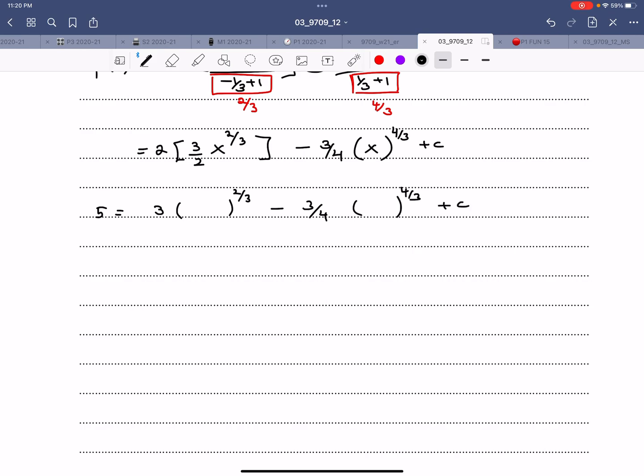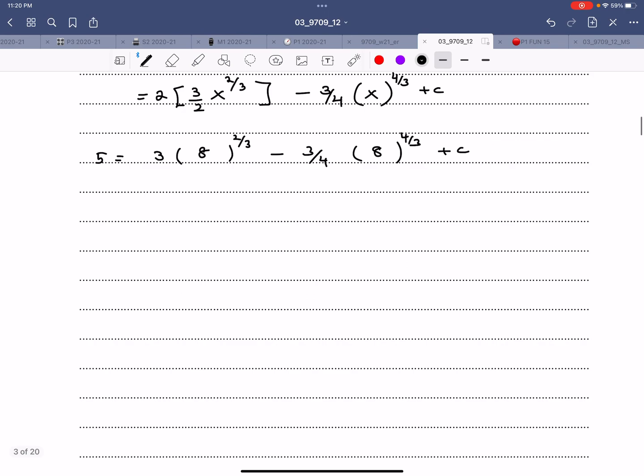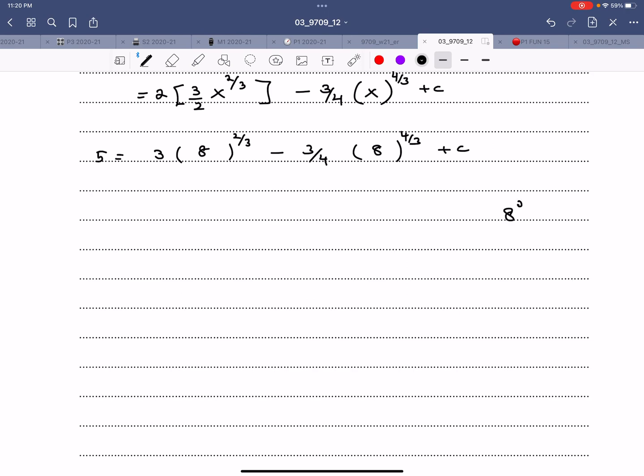So over here indices is applicable. 8 raised to power of 2/3 is 8 raised to power of 1/3, all raised to power of 2, which is 2 squared, which is 4. So this thing becomes 4. Similarly, 8 raised to power of 4/3 is 8 raised to power of 1/3 raised to power of 4, 2 raised to power of 4, that is 16. Therefore this thing is 16.